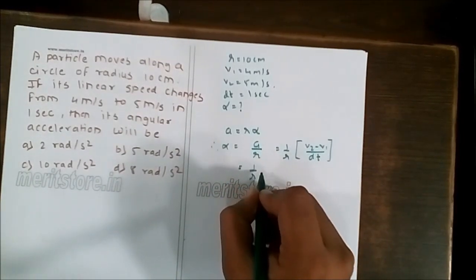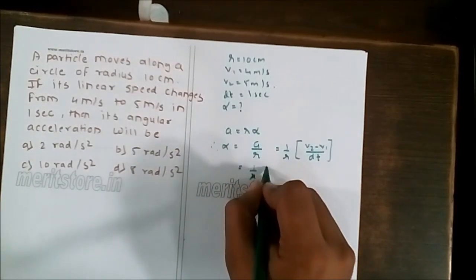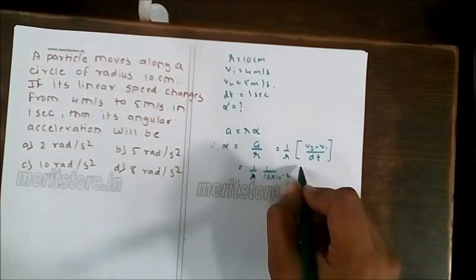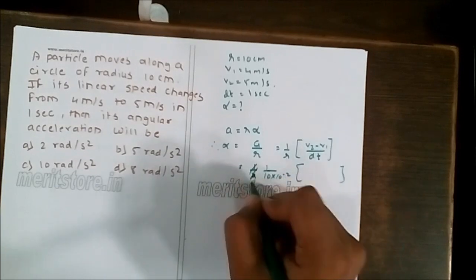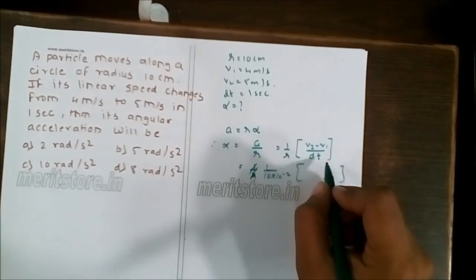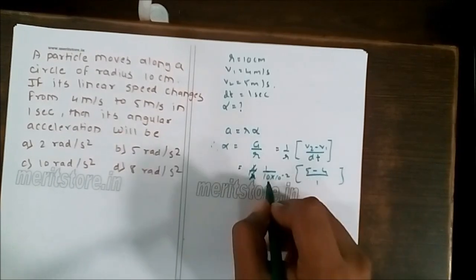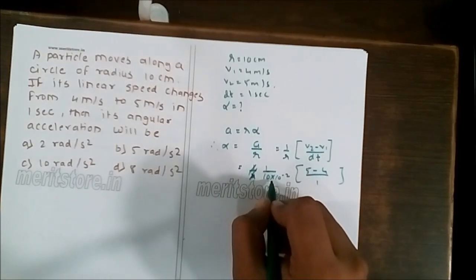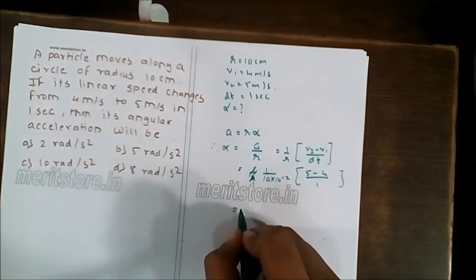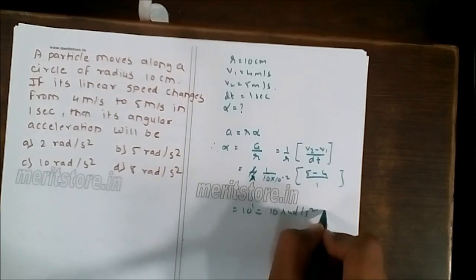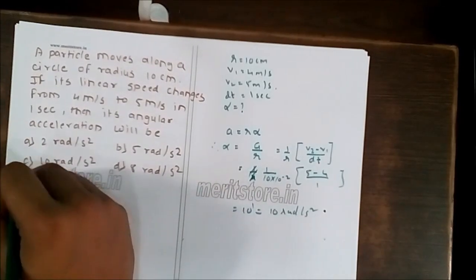So this becomes 1 upon r, or basically it's 1 by 10 into 10 raised to minus 2. That's in meter. v2 is 5 minus 4 upon 1. So this is 1 entirely. So 10 into 10 raised to minus 2 is 10 raised to minus 1. It goes up, becomes 10 raised to 1, which is 10 radians per second square. Option C.